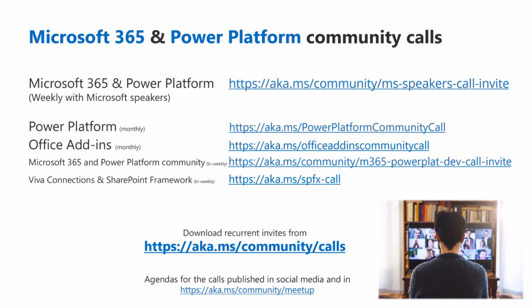Now, for downloading the recurrent invites, go to the aka.ms community calls URL, and then you can always catch the agendas and details on what's going to be covered the week before from the meetup. So aka.ms community meetup is the location for that one. It's a really great service to know in advance what the agenda for this call will be. So this call's agenda was actually shared there in advance, so you don't have to worry about whether they cover something interesting, do I need to reschedule, or should I just catch up on the recording?